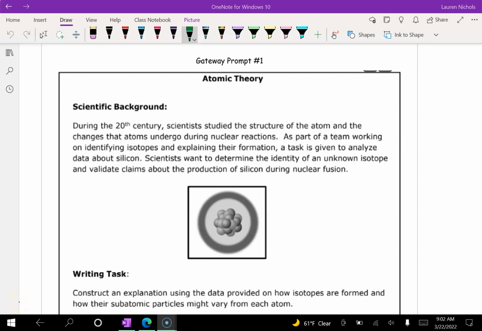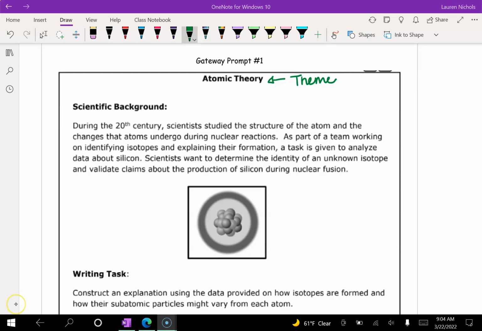All right, everyone. So in this video, we're going to review the atomic theory prompt. So remember, when we look at atomic theory or any gateway prompt, the title is going to be the theme to your essay. And as we go through this, we're going to underline our key vocabulary. We're going to define the words as we go. They can add a lot of background information to our essay.